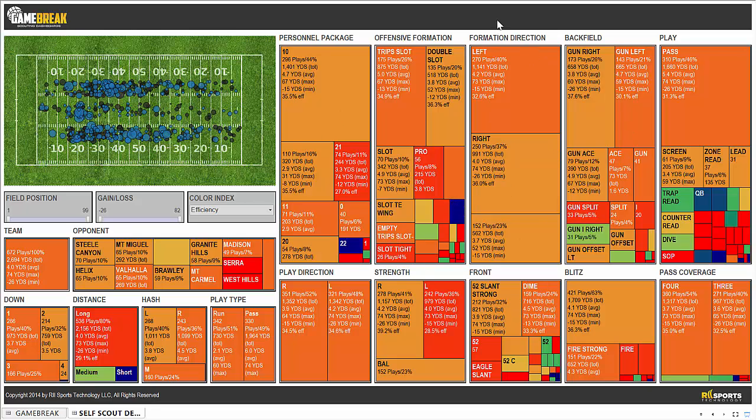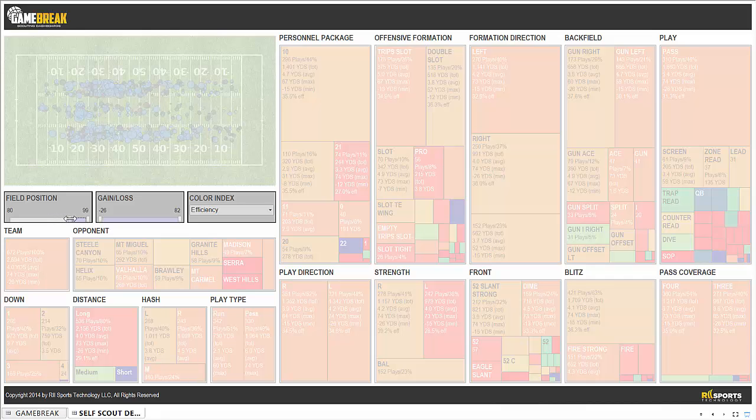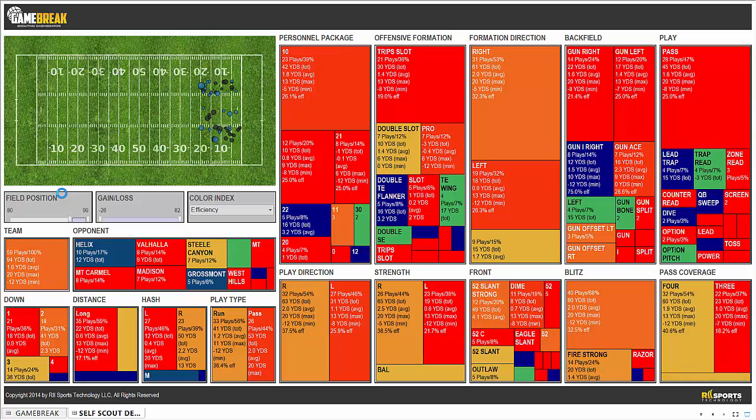We might look at a certain part of the field and how we perform. Is there a part of the field where we have a weakness or a potential struggle? Let's go and look at how we performed in the red zone, let's say. So to do that, we can take this field position slider. I'm going to slide it over here to the 80-yard line, which would mean the 20-yard line coming in. So by doing that, I instantly get an update.